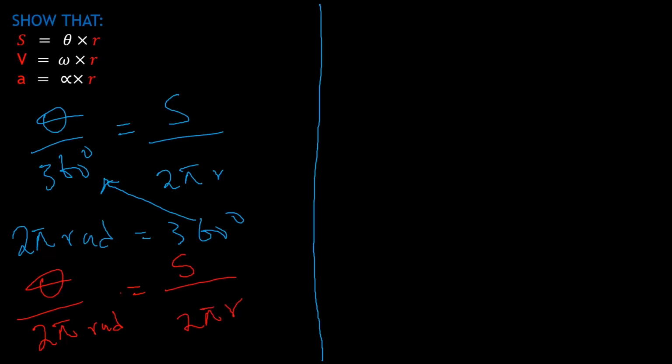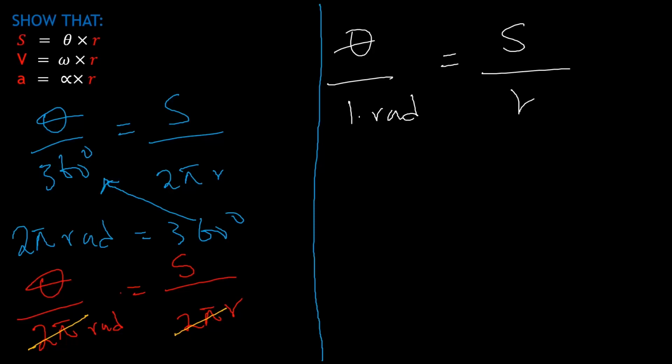Okay? And of course, this takes care of this, and then we'll now be left with what? We'll be left with theta all over 1 rad is equal to S over R. Therefore, we can see clearly that theta is equal to S over R. Of course, the unit will be rad. Since the linear displacement is in cm and the radius is in cm, the two cm's will cancel and you'll be left with rad. So that is it.